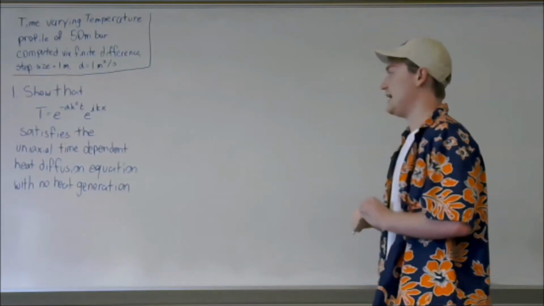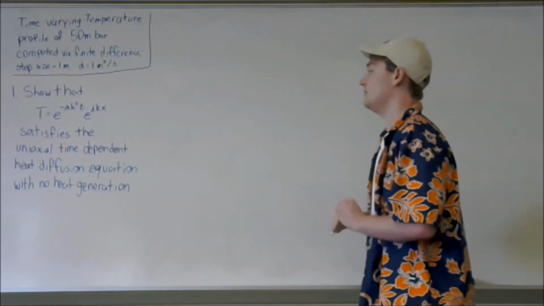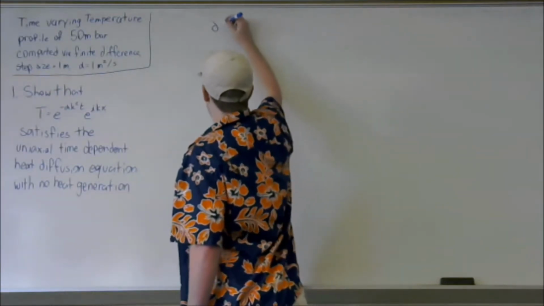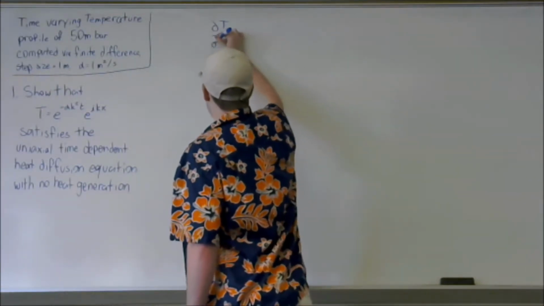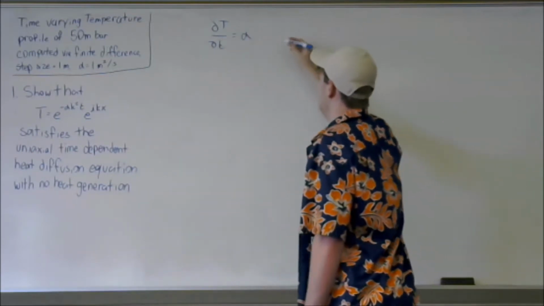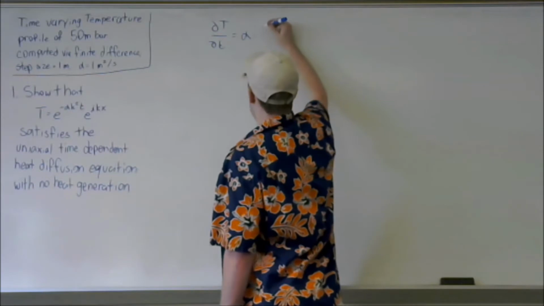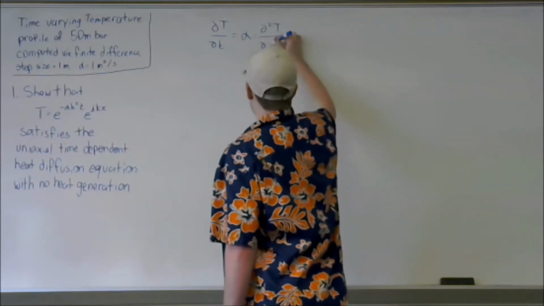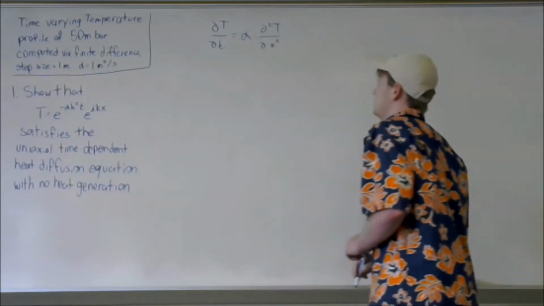Now that is a mouthful to say, so it's actually a pretty easy equation. I'll write it up here. So it is the partial derivative of the temperature with respect to time equals our diffusivity alpha times the second partial derivative of temperature with respect to x. Just like that.